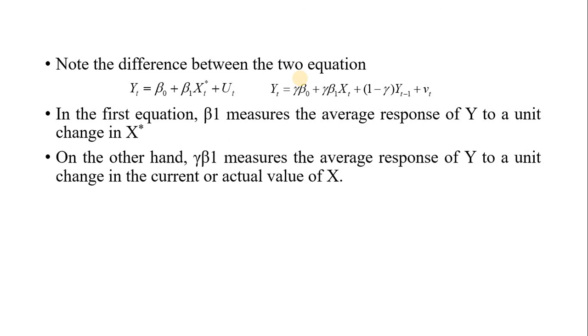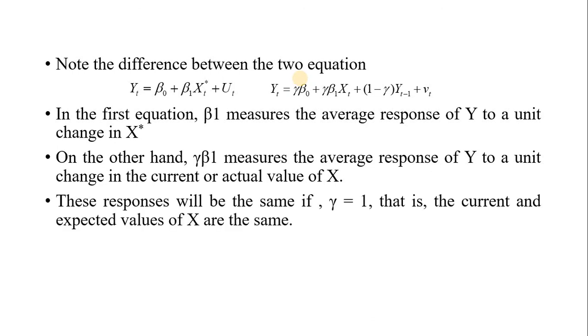But now you look at the second equation. What will this gamma beta 1 measure? It is the average change in y. That means what will be the change in your demand for money when your actual interest rate changes. Okay, actual interest rate is not a problem, it can be directly observed. So now what we have done is we have changed an unobservable model into an observable model using the adaptive expectation hypothesis.